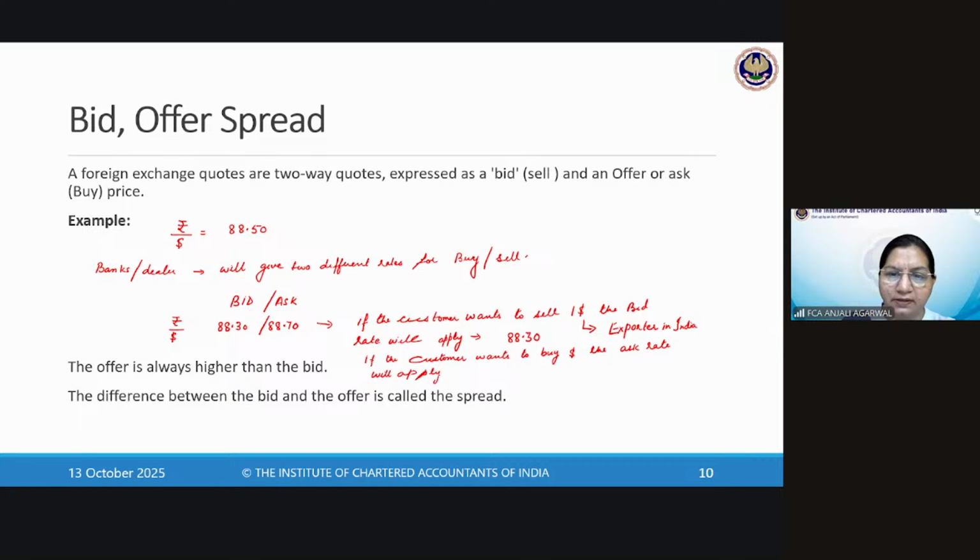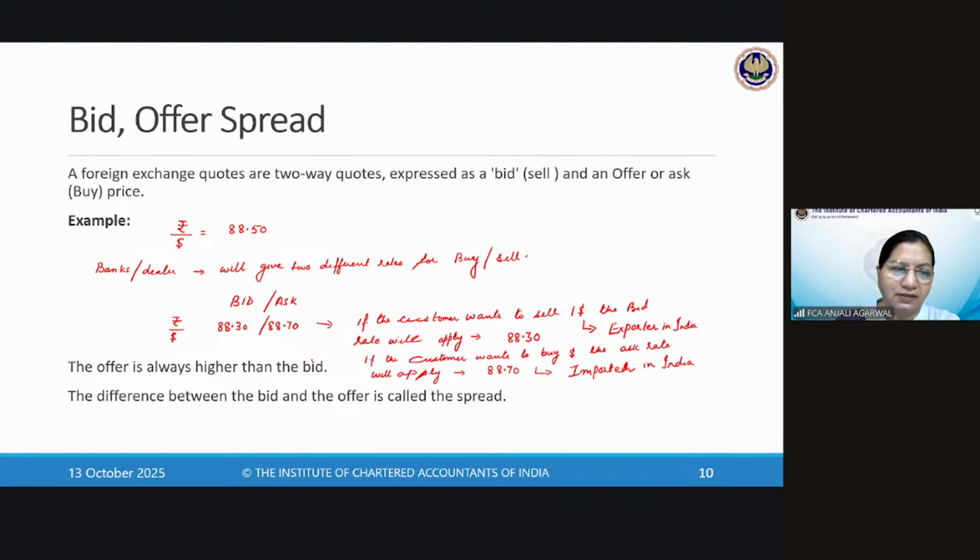What is the ask rate here? The ask rate is 88.70. So if he wants to buy dollars, he will have to pay the dealer 88.70 for every single dollar that he wants to buy. Who would be needing to buy dollars? Anyone who has imported something from the US into India. An importer in India would want to buy dollars so that he can make the payment for whatever imports he has made in dollars.